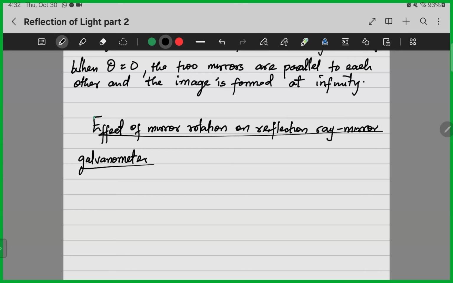Effect of mirror rotation on a reflected ray, mirror galvanometer.